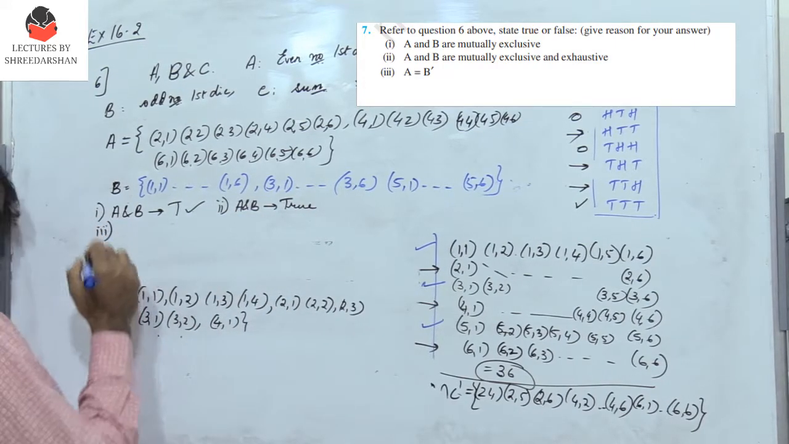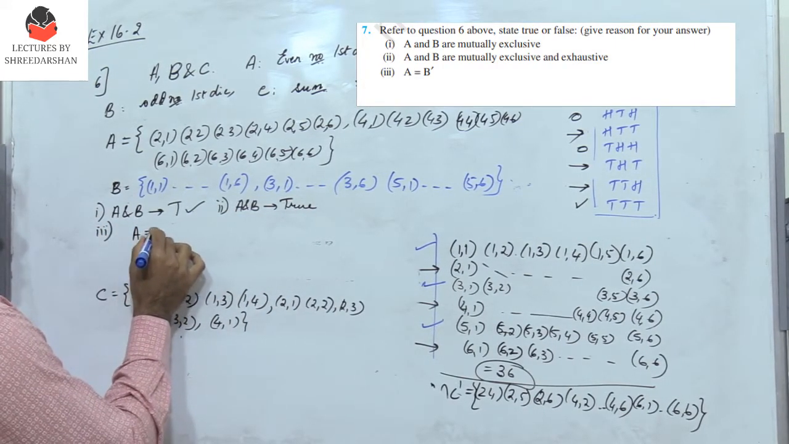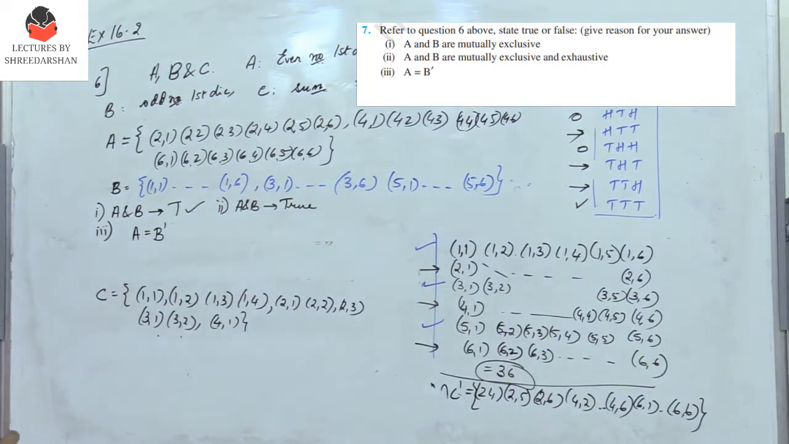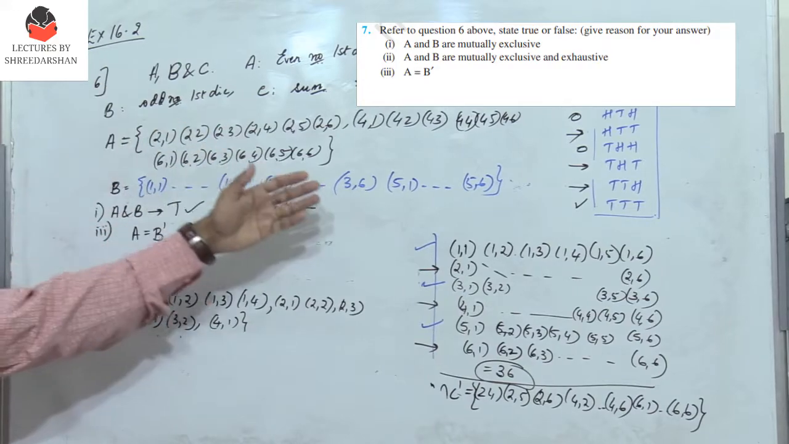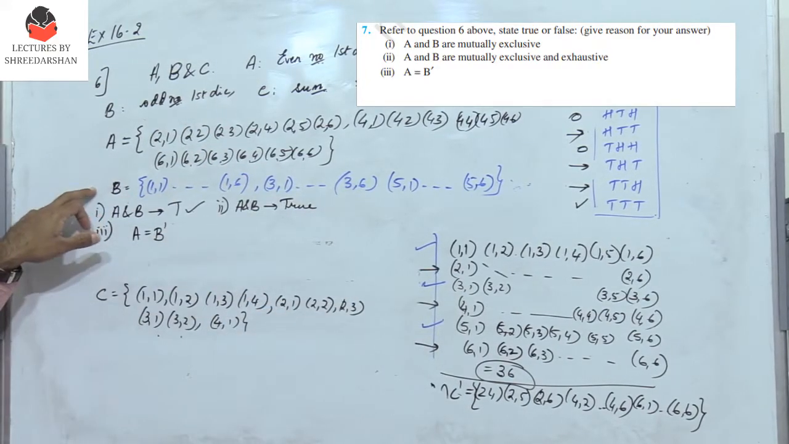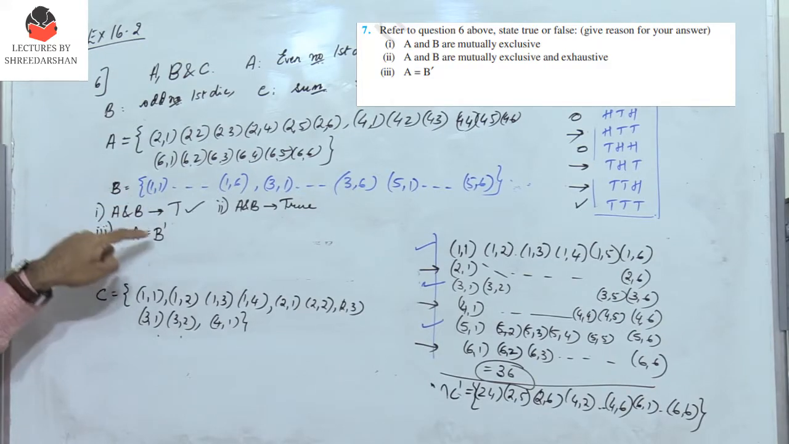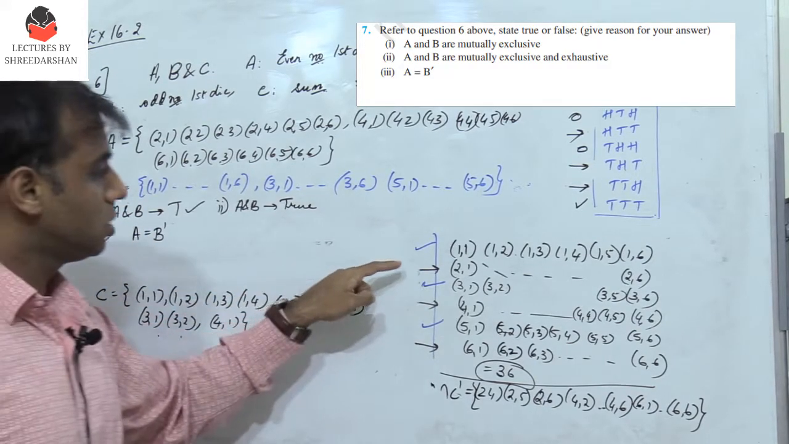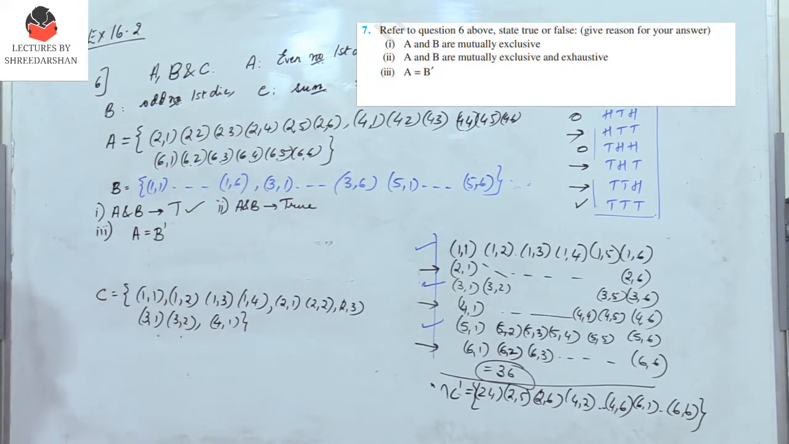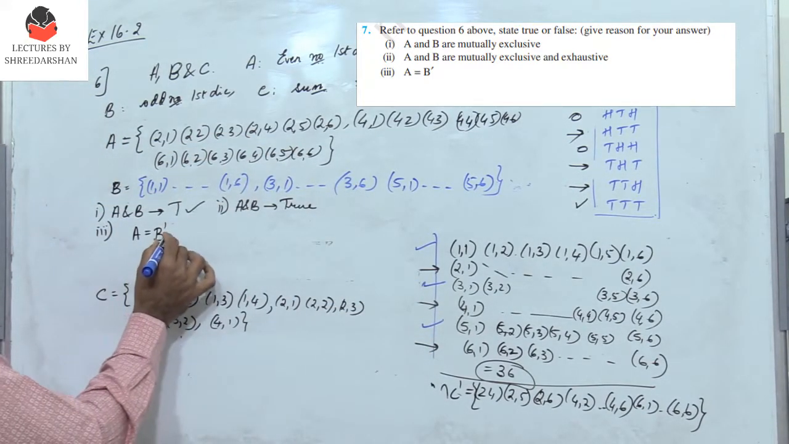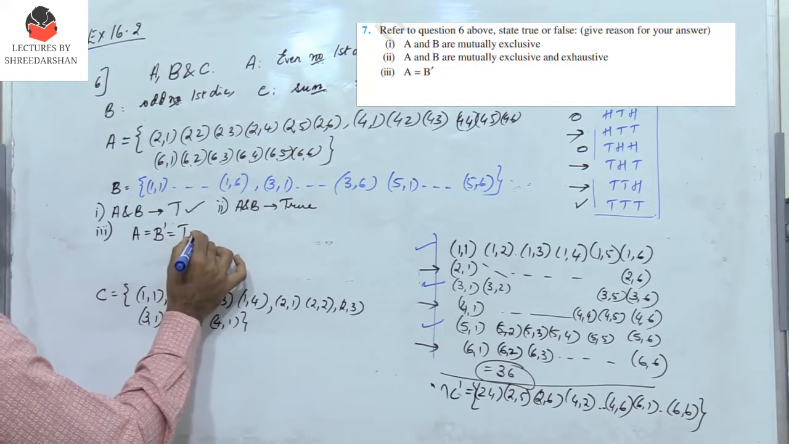3. A equals B dash. Now what is not of B? Not of B is all the elements in the sample space which are not there in B. So that means that B dash is the rows 2, 4 and 6, which is nothing but event A. So A equals B dash is a true statement.